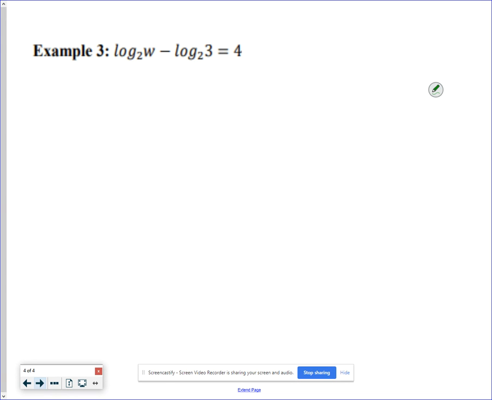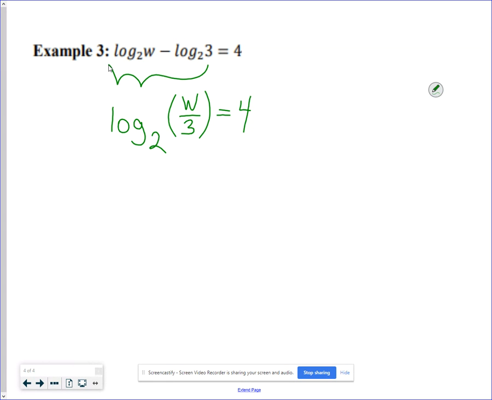We got log base 2 of w minus log base 2 of 3 is equal to 4. So your first step is going to be to rewrite the left-hand side as one logarithm. What are we doing? We're subtracting 2 logarithms with the same base. So if I want to write it as one logarithm, I would use division. So I can rewrite this as log base 2 of w over 3 is equal to 4. And then we can do the circle of life.